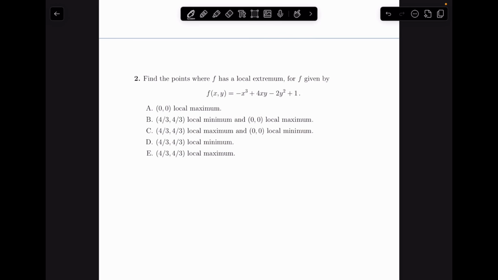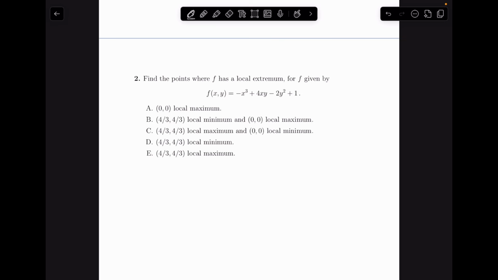Question 2, find the points where f has a local extremum. Whatever. For f given by f of x, y equals negative x cubed plus 4xy minus 2y squared plus 1. Okay, so we're looking for those mins and maxes. So we're going to have to use a second derivative test.